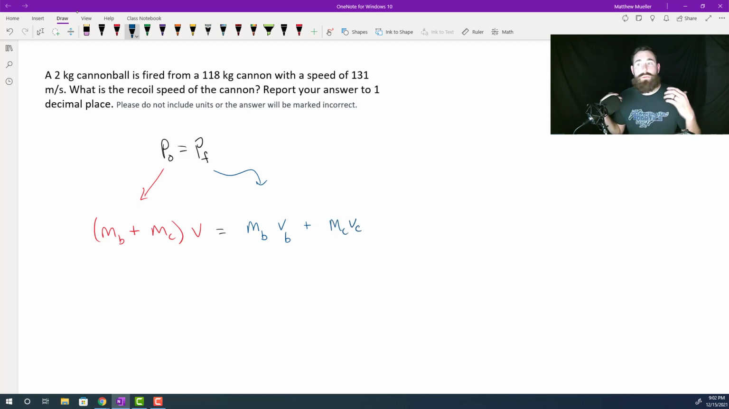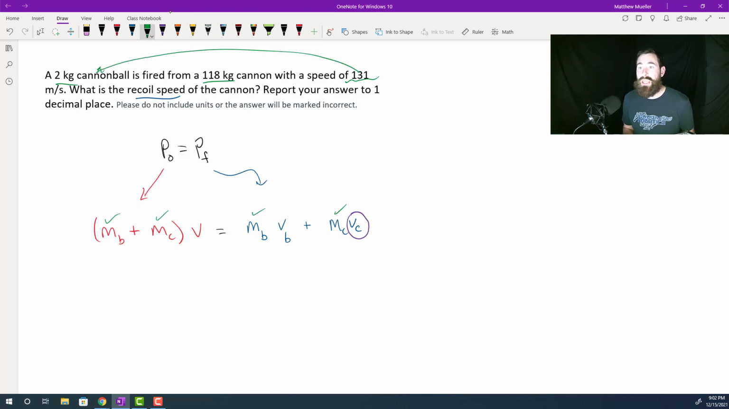So we want to know the recoil speed of the cannon. That means we really want to figure out, what's this value right here? So let's do a quick check. Do we have everything else? All right, so we have the mass of the cannon, we have the mass of the cannonball. So all these masses are taken care of. We have all those values. It's fired from a cannon with a speed. So this is the speed of the cannonball. So we know this speed right here. And then we have to ask ourselves, what is this speed right here? It never told us what this speed is.